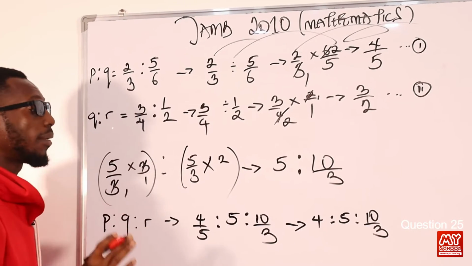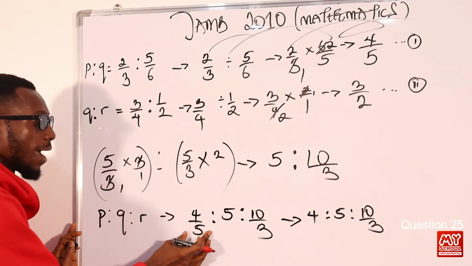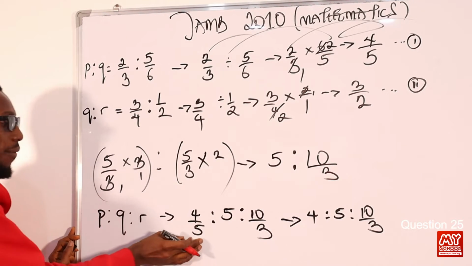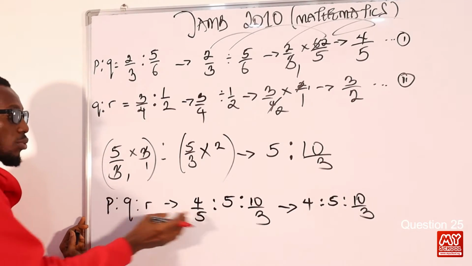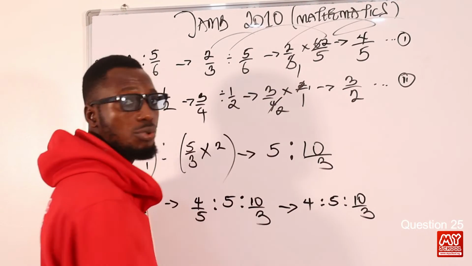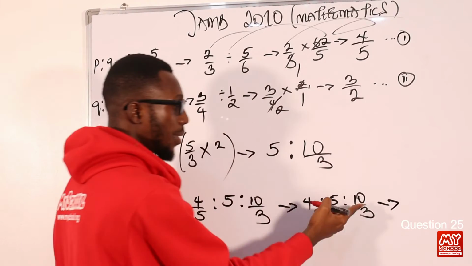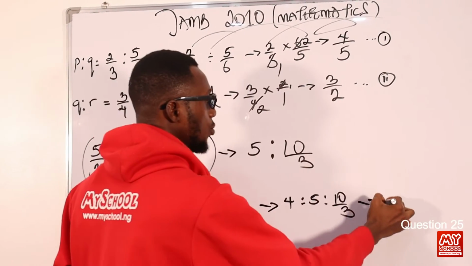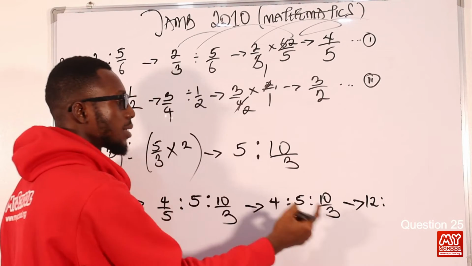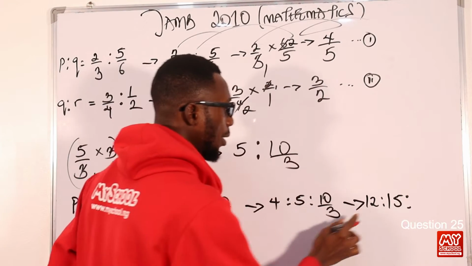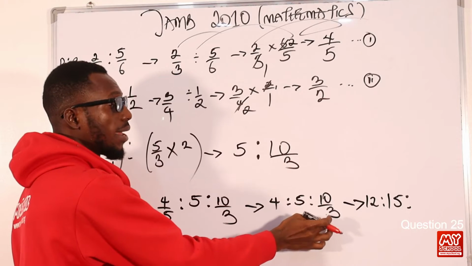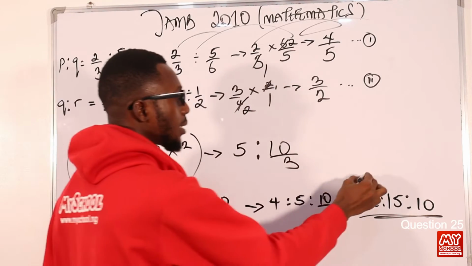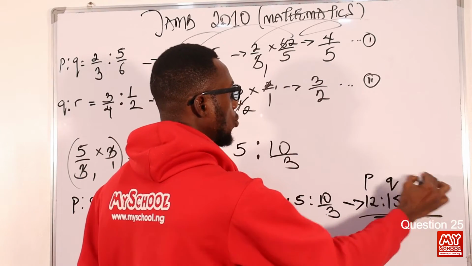So just take note, you can replay this video again. So you can see that I have 5 representing Q here. I have 5 representing Q in relation to R, 5 representing Q in relation to P. So I'll just have to pick one. All right, so to bring them to a common solution, I can just multiply through by this 3. So I have 3 times 4, that is 12 ratio. 3 times 5, that is 15 ratio. 3 times 10, that is 30, divided by 3, that comes back to 10. So you can see P ratio Q ratio R, that is 12 ratio 15 ratio 10.